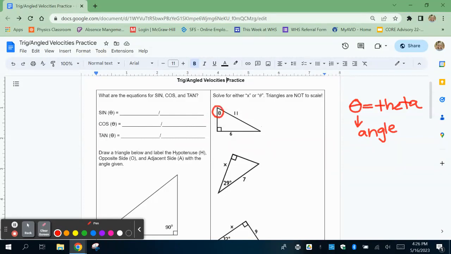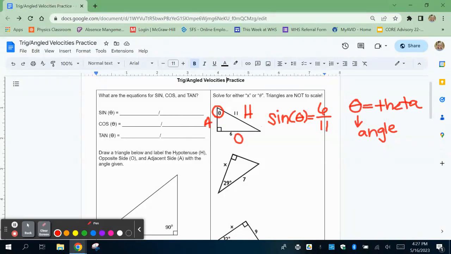Let's think about what sides we have in relation to where the angle is and where our 90 degree is. Across from our 90 degree is our hypotenuse. So this is our hypotenuse, and then this is our opposite side. This is our adjacent side. So we're looking for theta. I have my opposite and hypotenuse, so I'm going to use the sine of theta equals opposite over hypotenuse. Opposite is 6 over hypotenuse, which is 11. Since theta is trapped inside of here, we have to do the opposite of sine, which is called inverse sine.